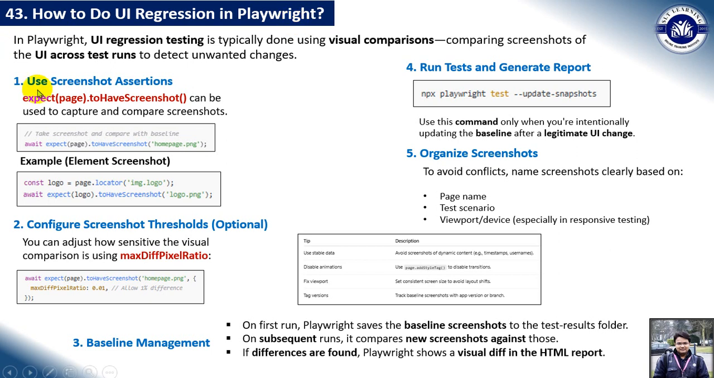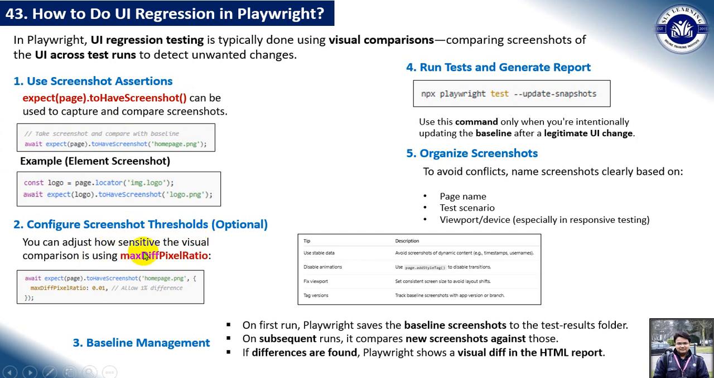The first thing is to use screenshot assertion. When you're working with UI regression, you can work on the screenshot assertion, where you compare the screenshot. You can make sure that the particular screenshot has a specific image or a specific element or not. You can use this kind of assertion using the toHaveScreenshot method. Use expect with the toHaveScreenshot method, and you can do the UI regression.